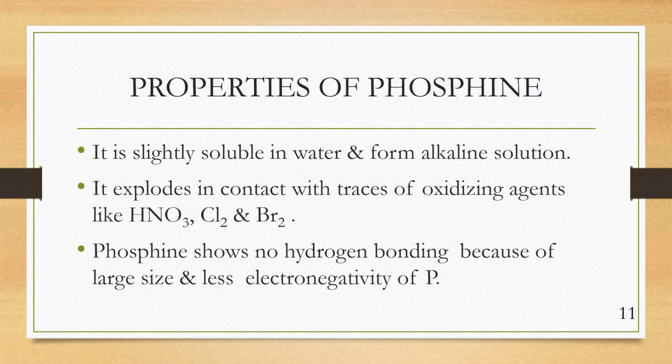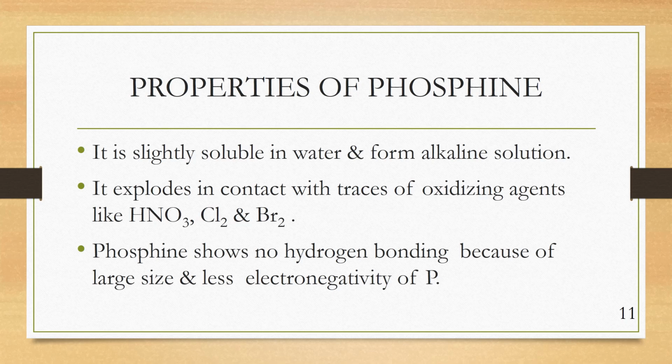Coming to the properties of phosphine. When we check phosphine, you find that it can be considered as a Lewis base and it dissolves in water, forming an alkaline solution. When phosphine is kept in contact with oxidizing agents like nitric acid, you find that it starts exploding. This is true for both chlorine as well as liquid bromine.